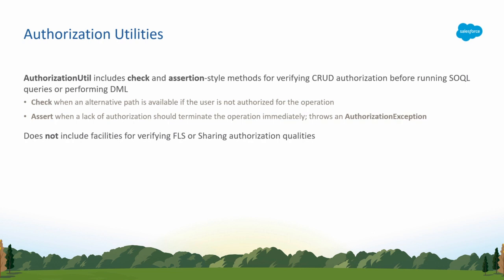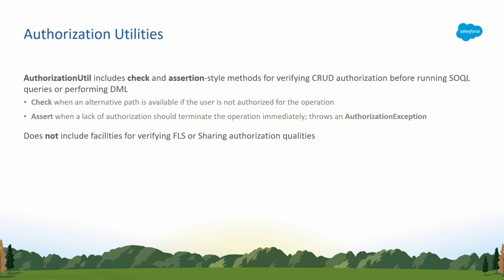So there's three different aspects to CRUD FLS, or rather I should say to authorization. You've got CRUD, basically create, read, update, delete, FLS, field level security, and of course sharing, row level security. This library only includes facilities for doing the CRUD aspect of that right now. And so I'll show you how that works. It has two different approaches to it, check style and assert style. Use check style when there's basically a path for recovery. If the user's not allowed to do this, go implement some other logic, go follow some other logic path.